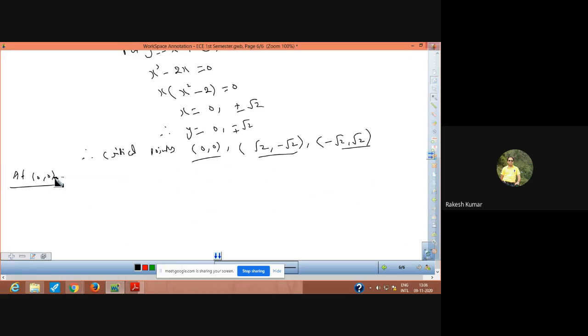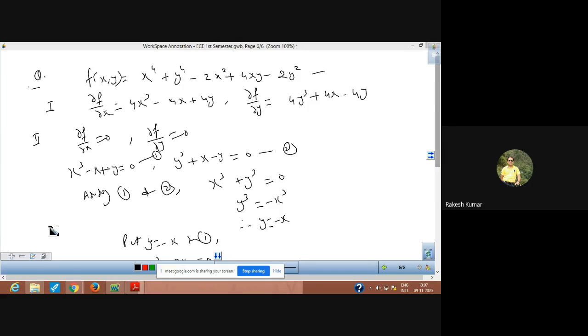So let us check at (0, 0). But before this, we require p, q, r, s, and t. And we all know that p and q are already there. P and Q are the first order derivatives. Just see, this is p. This was discussed in the previous class. This is the value of p and this is the value of q. So these are p and q, which we have already got.